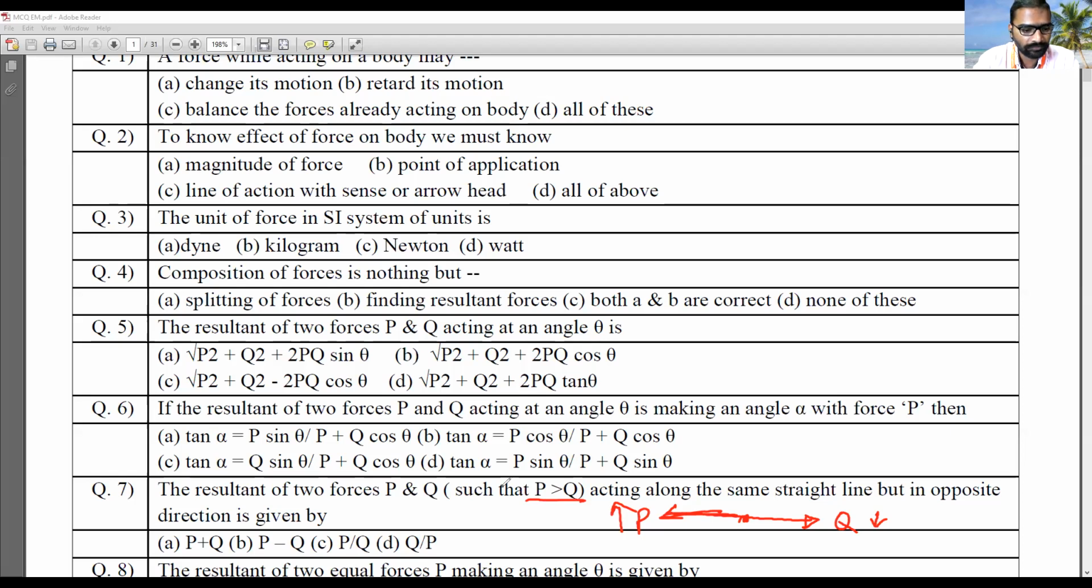Option B, sir. Roll number 61, Option B. Yes. So the resultant is always equal to the higher force minus the lower force. That is equal to Q. Q is moving in the positive direction, and minus it is P. That is nothing but P minus Q. Okay, this is the resultant. Yes. Next.